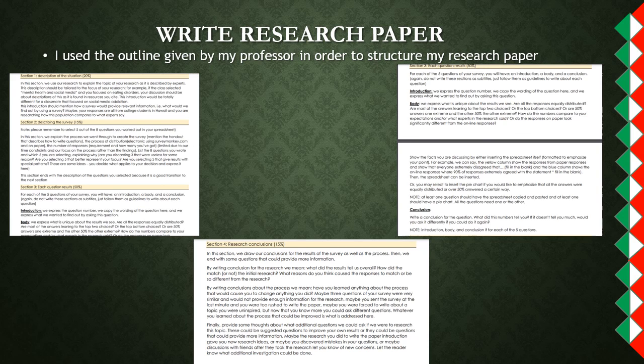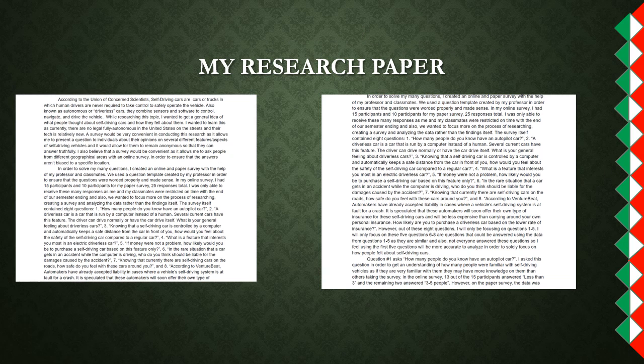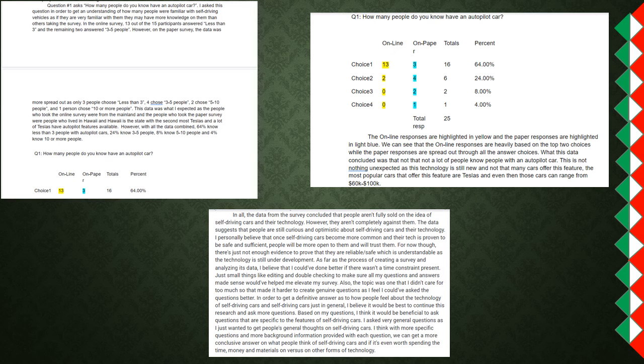So the last step would be to actually write the research paper. I personally use the outline given by my professor in order to structure my research paper, and these are just pictures of her outline, and it's basically what I followed. So these 2 are screenshots of my research paper. Again, more screenshots from my research paper.